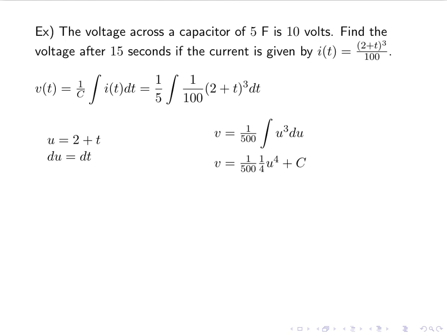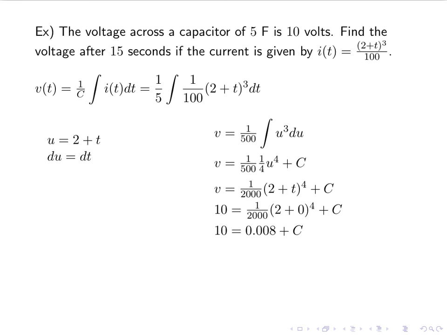I'm going to clean it up. 1 over 500 times 1 over 4 is 1 over 2,000. So we'll clean that up, we'll plug in what u is. And then we will use, again, this initial voltage here to find c. So 10 equals 1 over 2,000 times 2 plus 0 to the 4th plus c. So 10 equals 0.008 plus C, and C equals 9.992.